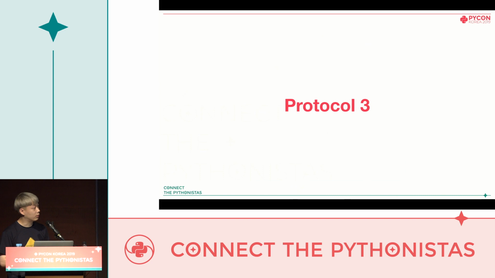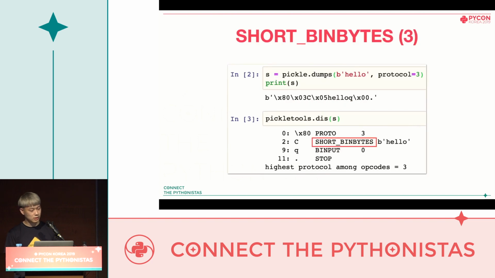So now we are on protocol 3. There's not much in protocol 3 except that we can now serialize bytes objects, because bytes objects were probably introduced in Python 3. And as you can see here, I serialized bytes of hello, which probably translates to ASCII representation of bytes. This is stored with the new opcode called short binary bytes.